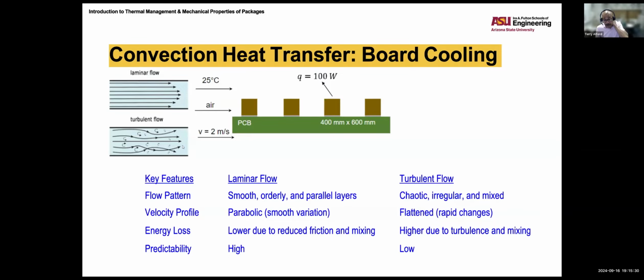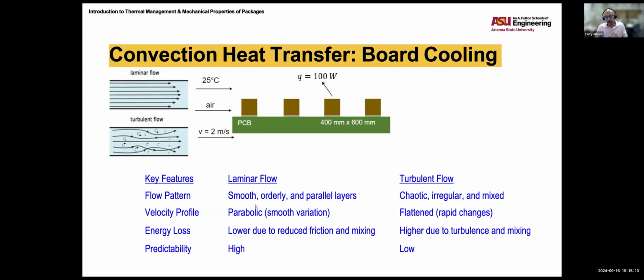Turbulent flow, on the other hand, is chaotic, irregular, mixed flow. You just have the fluid going wherever it wants. You get some eddy currents in there. The velocity profile flattens, because in laminar flow you have this more parabolic distribution, but here it's just flat because it's chaotic. Energy loss is much higher because you actually have collisions between the molecules of the fluid. And the predictability is low.